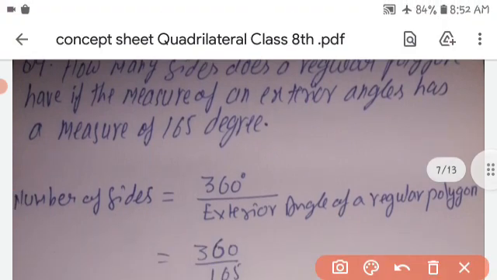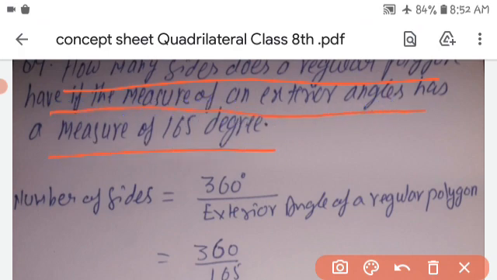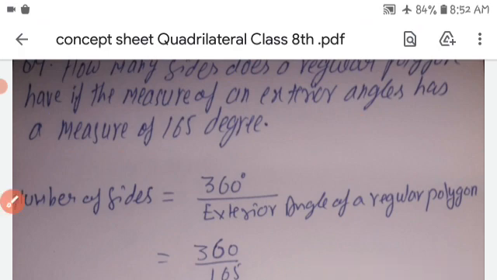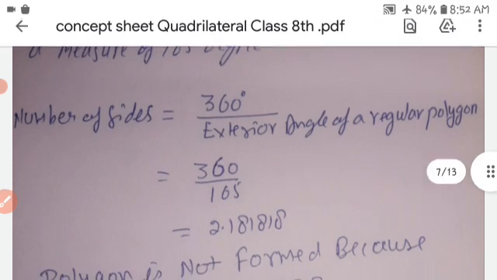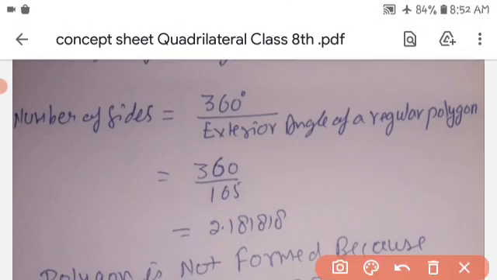How many sides does a regular polygon have if the measure of an exterior angle is 165 degrees? Now the number of sides is equal to 360 upon the exterior angle of a regular polygon. 360 upon 165 is 2.18181 and so on. So a polygon is not formed, because the value is a decimal.